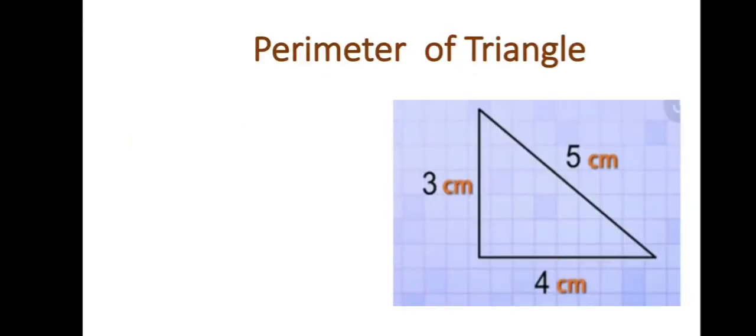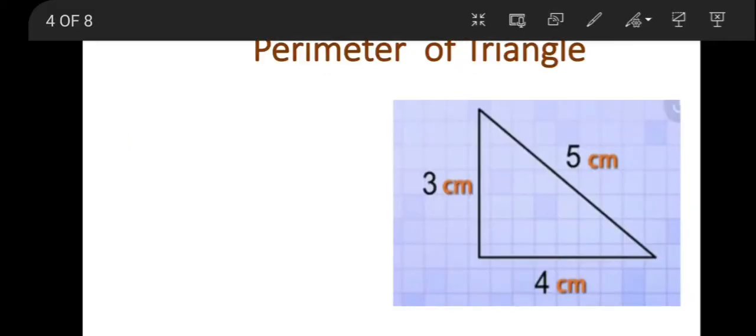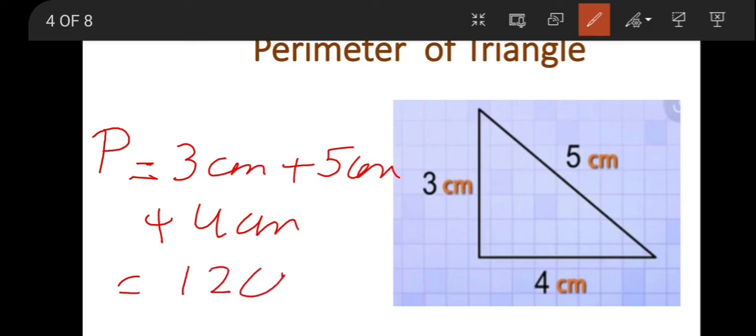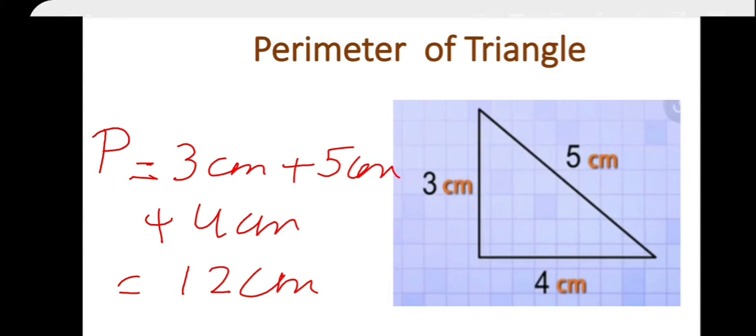Let us take an example. Suppose this triangle is given to us and we have to find its perimeter. The term used for perimeter is P. We write P to denote perimeter. So the perimeter of the triangle is 3 cm plus 5 cm plus 4 cm, and this equals 12 centimeters. So in this way we can find the perimeter of a triangle.